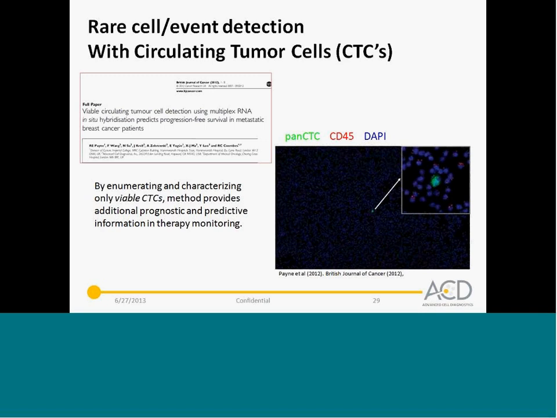The other key feature of this technology is that since it picks up RNA, it will pick up both CTCs that are alive and dead cells that have potentially lost functionality. So next slide, please.